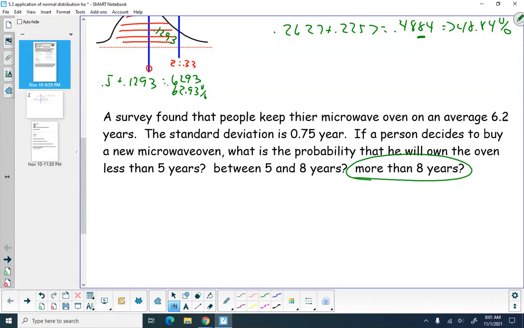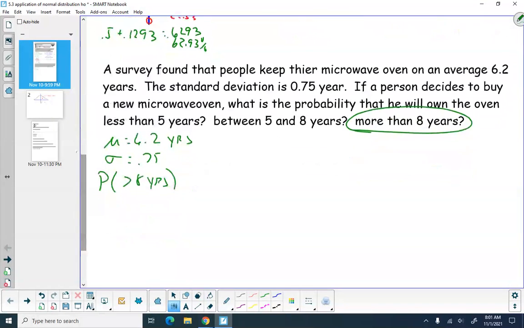Okay, we're going to look at just more than 8 years. We have an average of 6.2 years. We have a standard deviation of 0.75. And we want to know what's the probability or the percent that we are greater than 8 years. So let's calculate a z-score for 8. Calculate your z-score for 8.